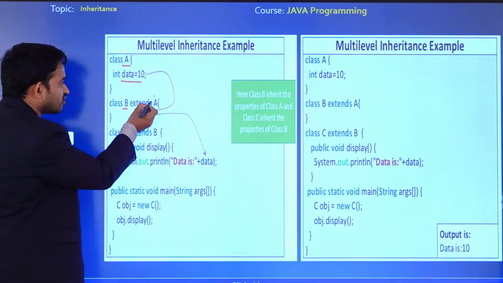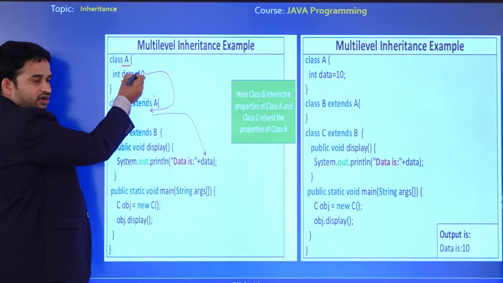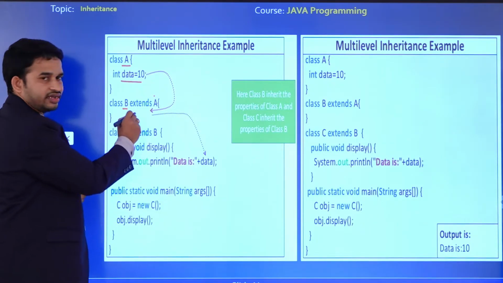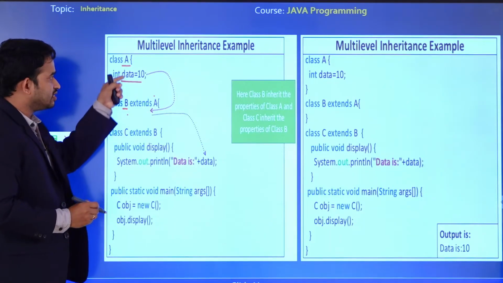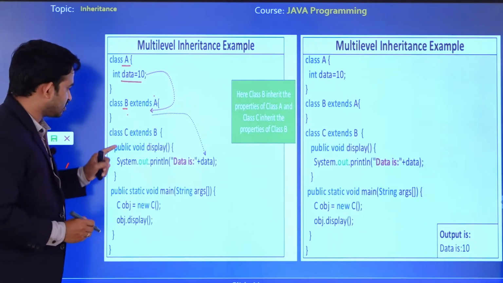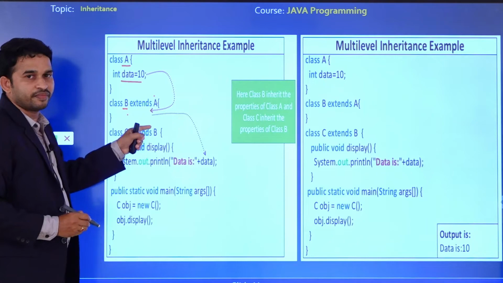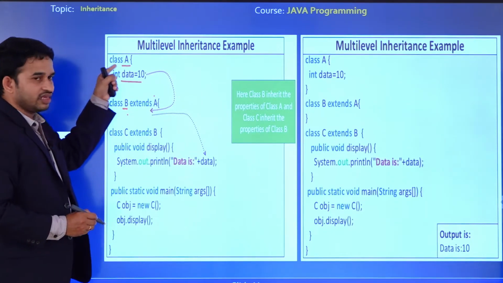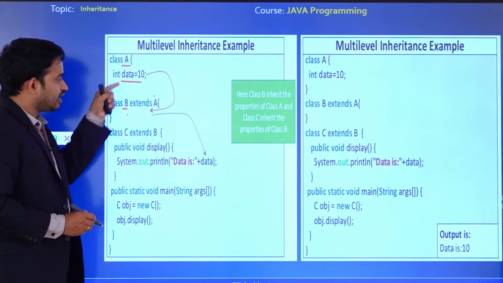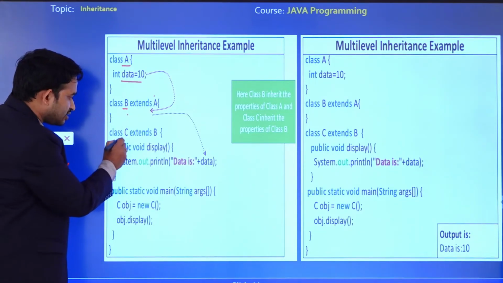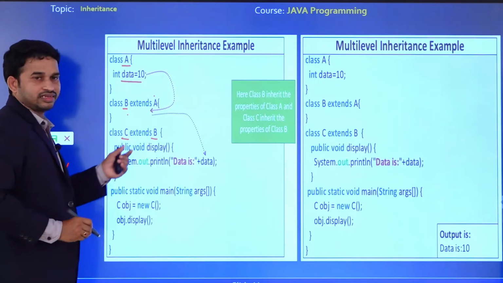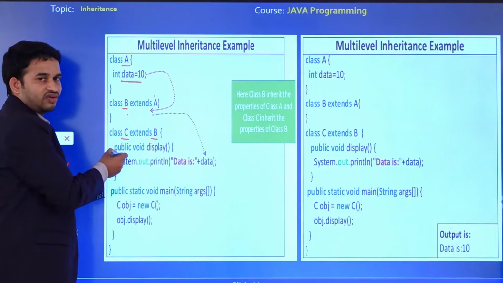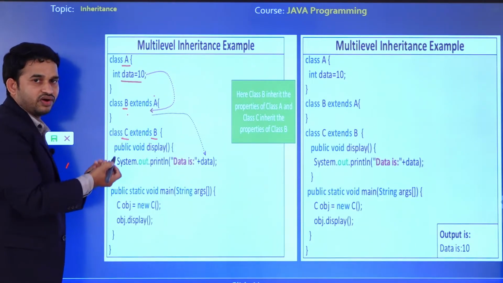Whatever properties we declared in the parent class are available in class B. But here I am not using anything, right? Class B contains data equal to 10. Next, class C extends B. Whatever data is available in B, that is data from A, so B contains A's data and B's data. Now class C extends class B, so B's data is available in C. Those are acquired into class C.